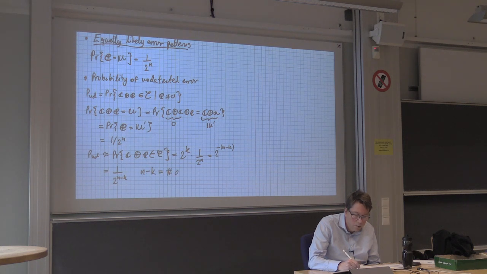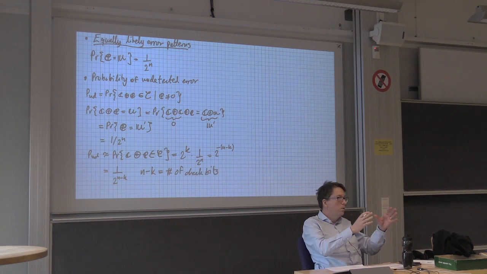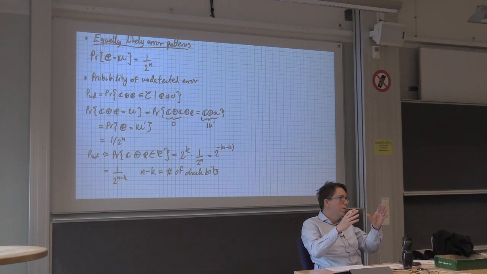Number of check bits. Could you say again what k was? K is the number of bits in the input to the encoder. So it's the number of information bits. Right.